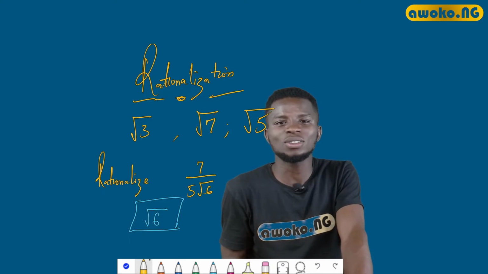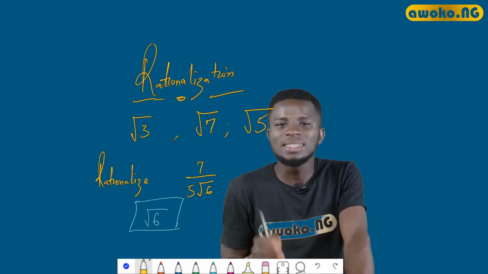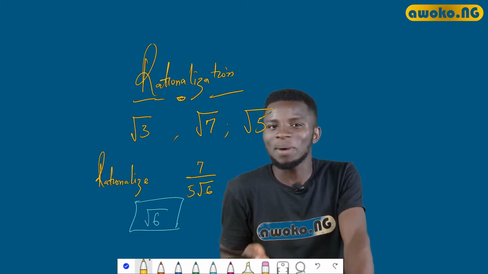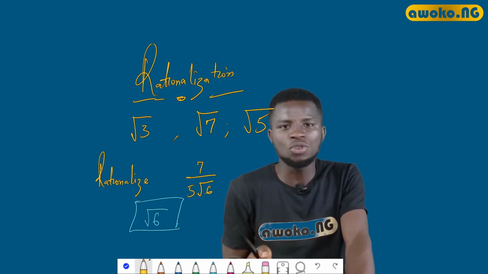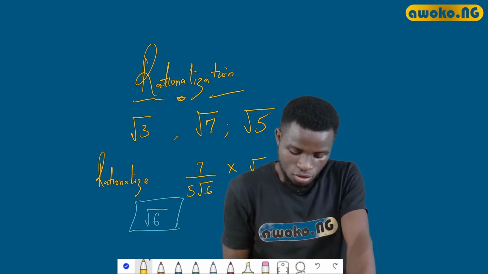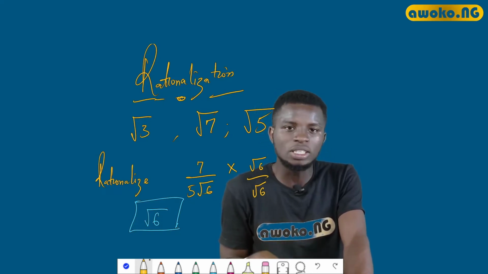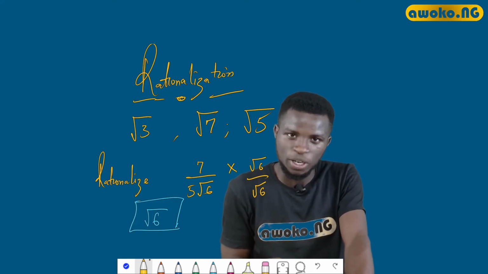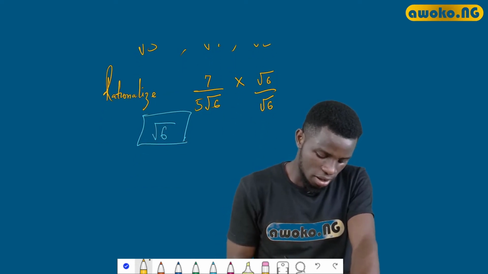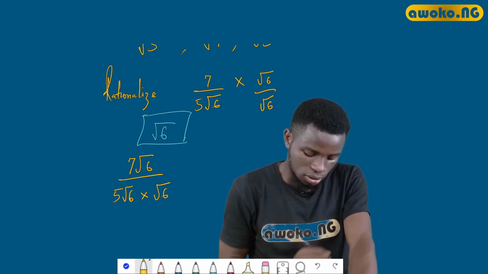Of course, all I just asked to do is to multiply both the numerator and the denominator by the irrational part. Okay, this is very easy. So how do we go about this? We have 7 over 5 root 6 times root 6 over root 6. Remember that we want to remove root 6 from the expression, from the initial problem. So if we simplify this, we have 7 root 6 all over 5 root 6 times root 6.